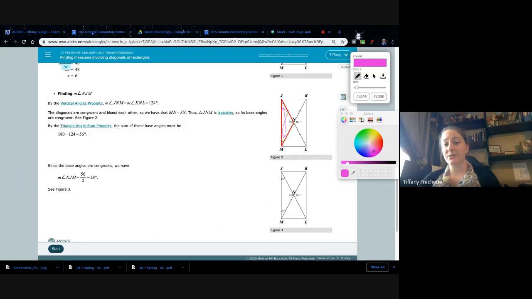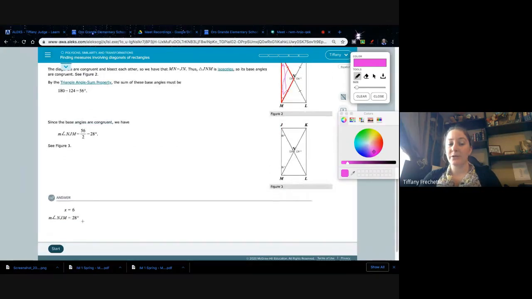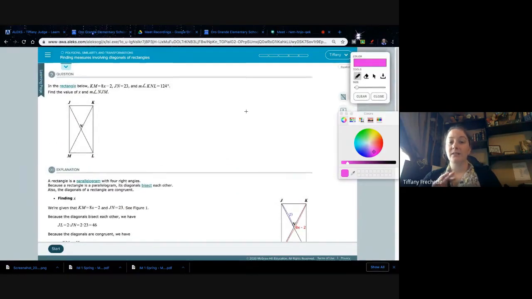I'm going to subtract 124 because I'm already using 124 in the triangle, and I'm left with 56. So when they say the sum of the base angles must be 56, sum means when we add these two angles together, we should get 56. And there's two of them, and they're the exact same. Remember, we already said they're congruent. So we divide by 2, and we get 28. So we end up with both of them being 28, which we only want one of them. But we do have to remember quite a few properties of geometry for this one topic.